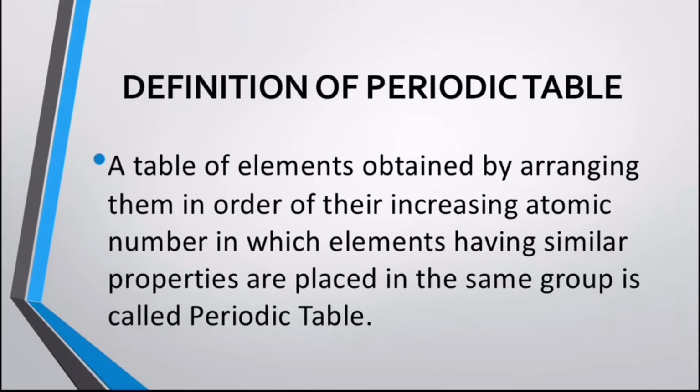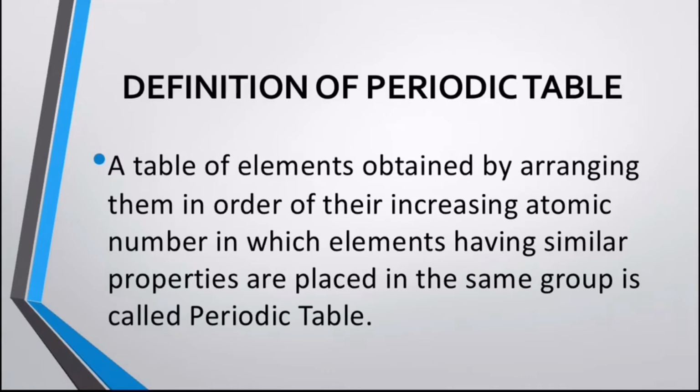Definition of periodic table. We must know the basic definition, how we are going to define a periodic table. It is a table of elements, that we have just discussed before. It is a table of elements obtained by arranging them in order of their increasing atomic number. So how are these elements arranged? They will be arranged in order of their increasing atomic numbers. What is an atomic number? We will discuss it later.